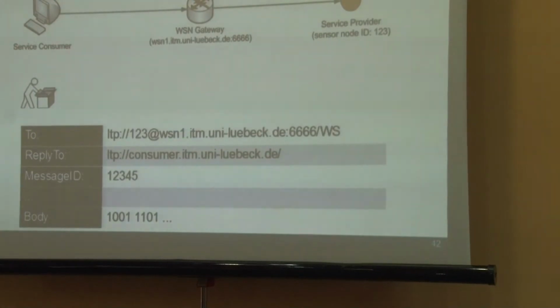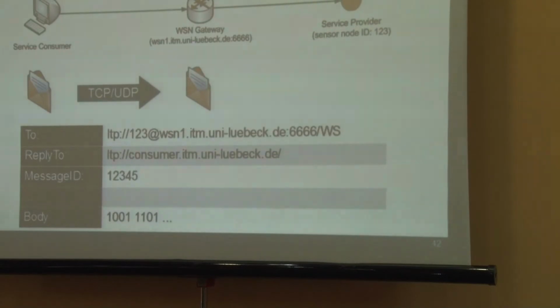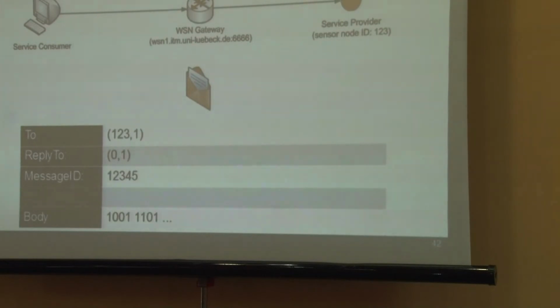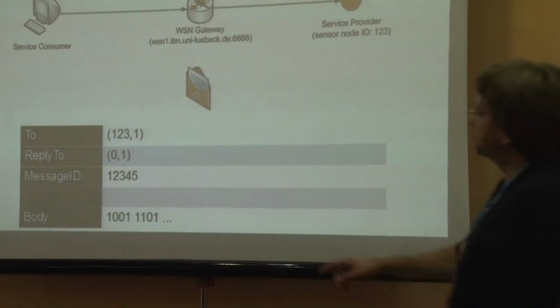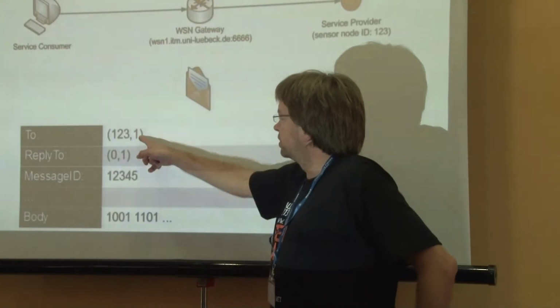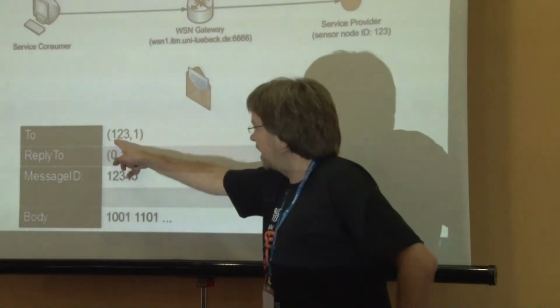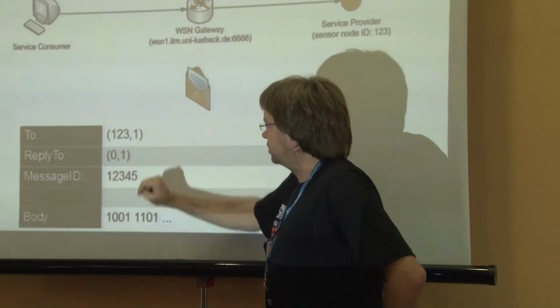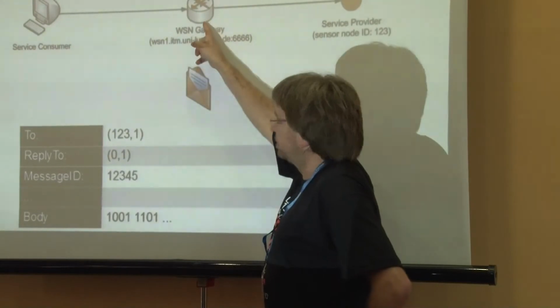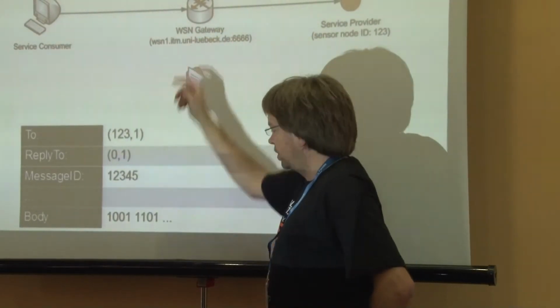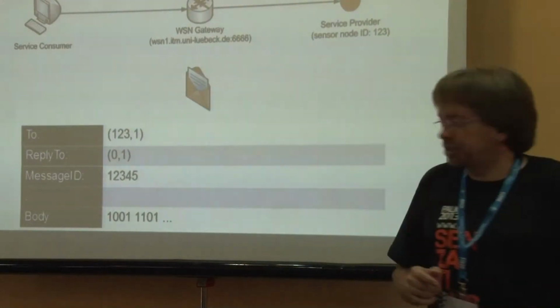So what happens with this message? Well, it will be packed into a SOAP message and transported to the wireless sensor network gateway. Here it will be unpackaged and then transferred to the correct sensor node, and this is the message ID to make it possible to identify the answer in the end. So that's of this node here. That's the message ID, and reply to is the address of this here in the sensor network, and 1 is again the message ID.